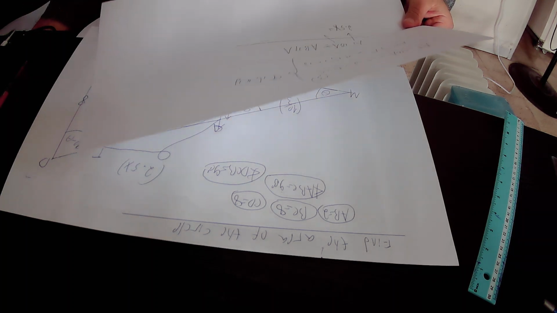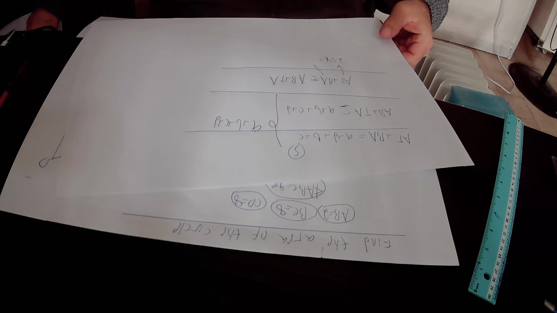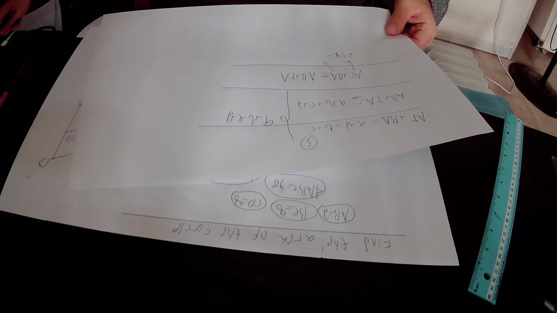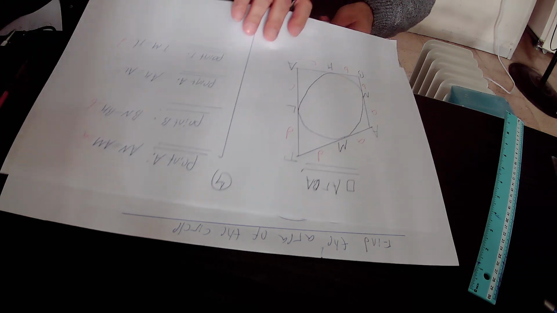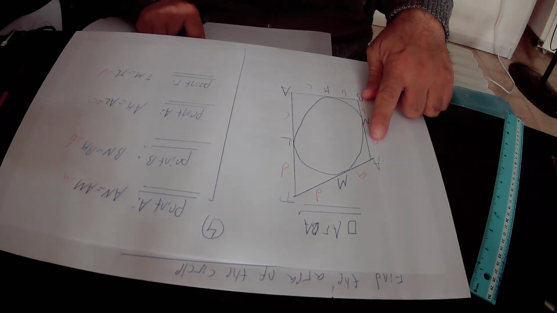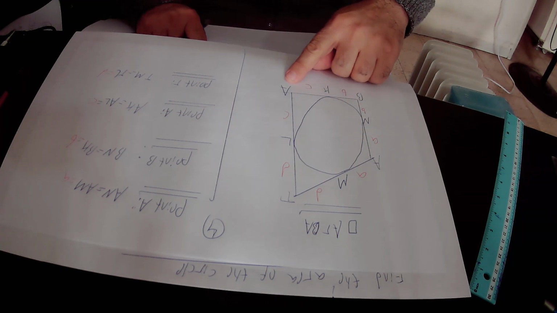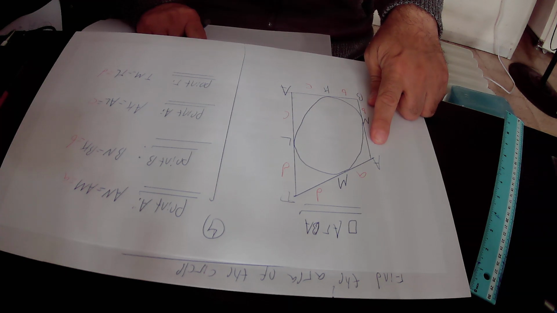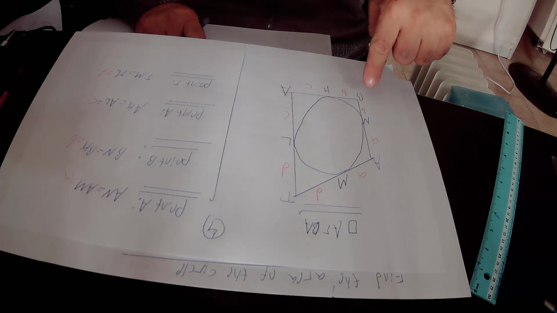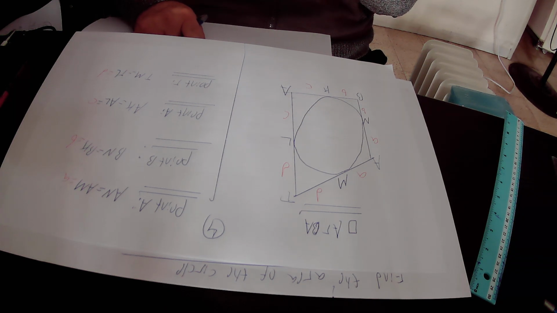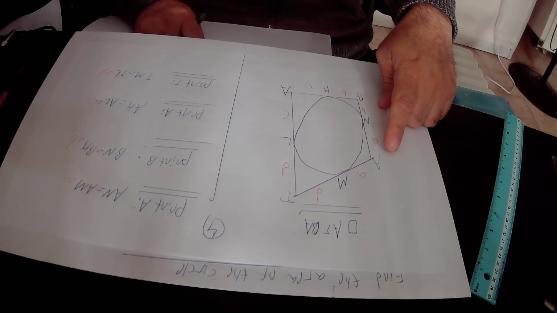We did AT plus BA equals A plus B plus C plus D, and AB plus TA equals A plus B plus C plus D. So here we have two same letters for two different points.